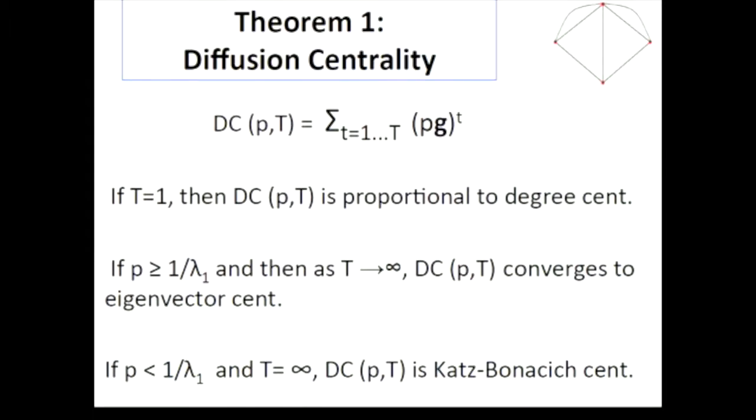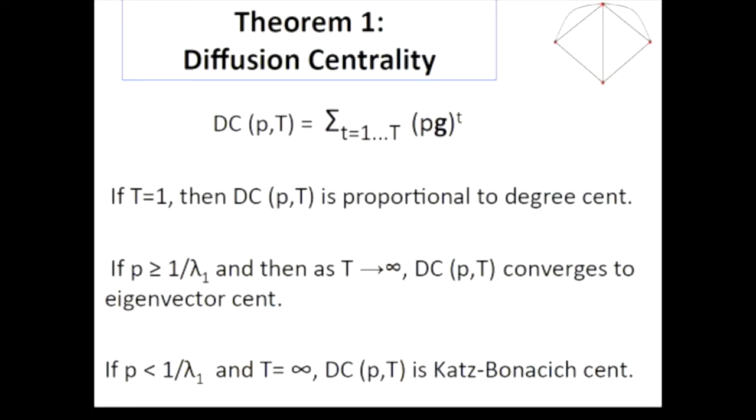If P is bigger than 1 over the first eigenvalue of the matrix, and this is really the point at which, if P is bigger than this, then you expect the news to saturate, so eventually everybody will hear if I run this an infinite number of periods. As T goes to infinity, diffusion centrality converges to eigenvector centrality. So this is the main mathematical content of this theorem.